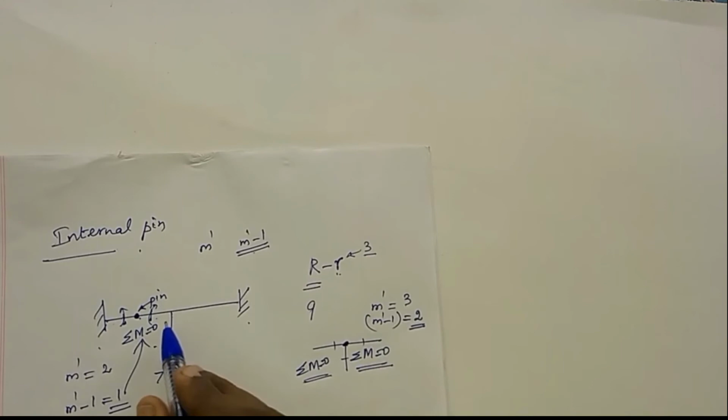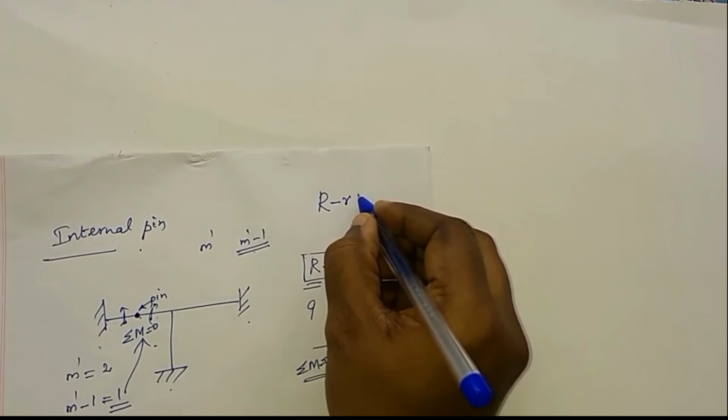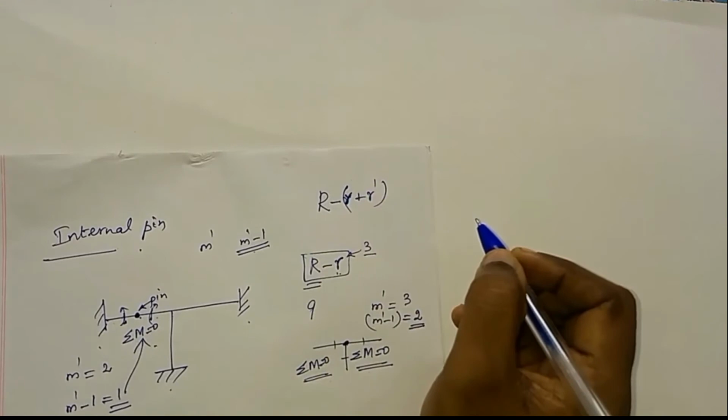Check this. This pin has given rise to one equilibrium equation because there are two members joining the pin. Here there are three members joining the pin. It gave rise to two extra equilibrium equations. So if a pin exists, my general equation will be revised as R minus r plus r dash. R dash is nothing but the equilibrium equations that arose out of the pin.